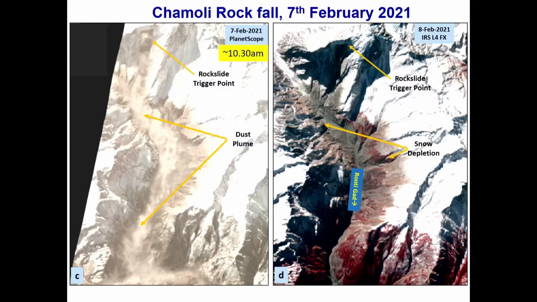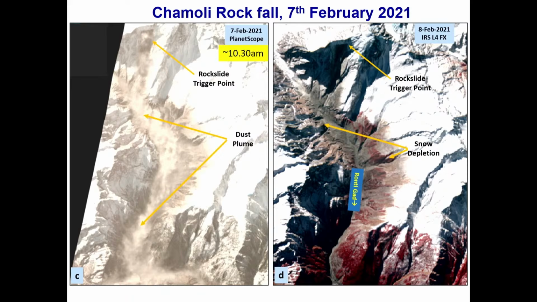This is one of the events, the Chamoli rockfall that happened in 2021, where satellites helped to capture the event as it was unfolding, as satellites were passing over the area. On the left image, on 7th February 2021, you can see the plume of dust from the release of sediments, a huge mass that got removed on the top and rolled down, which generated all this dust plume. So that can be captured.